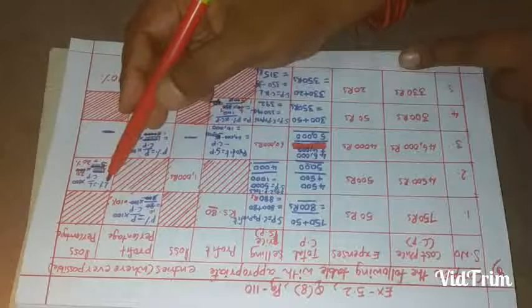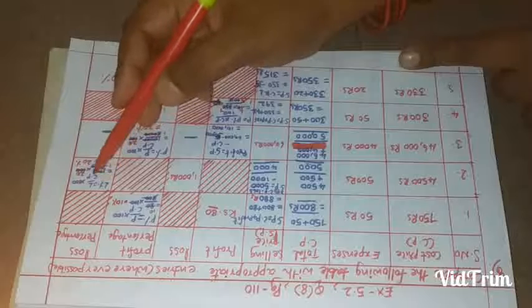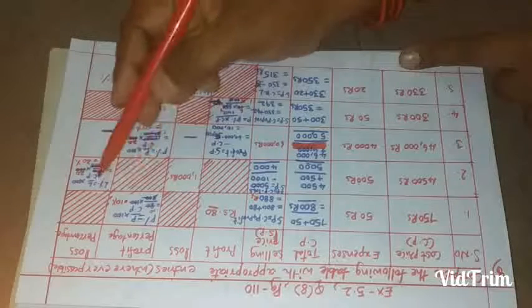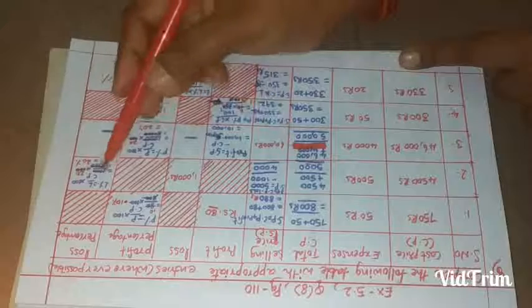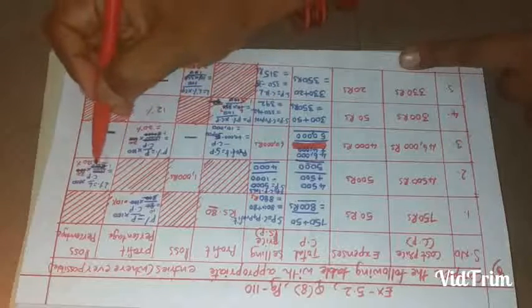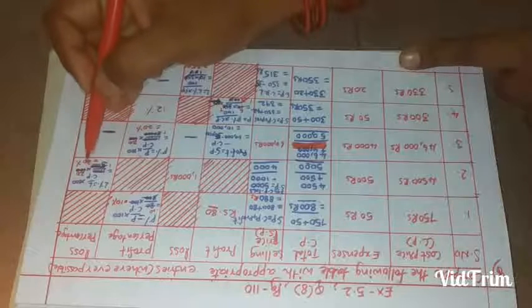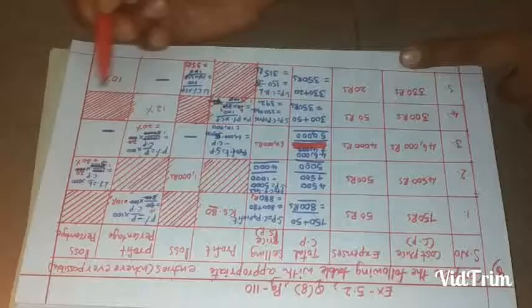How to find loss percent? See, loss percent equals loss by cost price into 100. Loss is how much? 1000 rupees and cost price is how much? 5000. 1000 by 5000 into 100. See here, children, 3 zeros and 3 zeros get cancelled. 5 1 ja 5, 5 2 ja 10 and 0. So here loss percent is 20%.